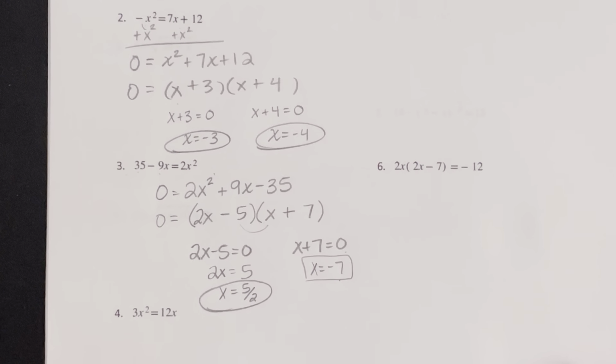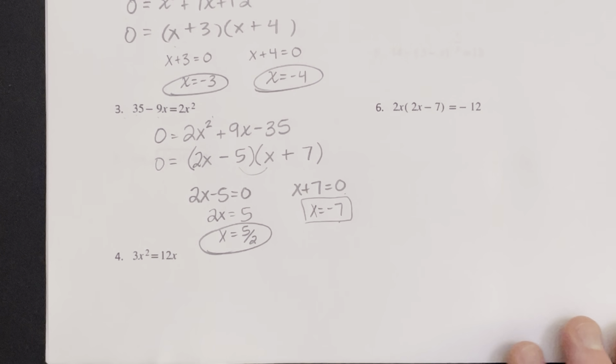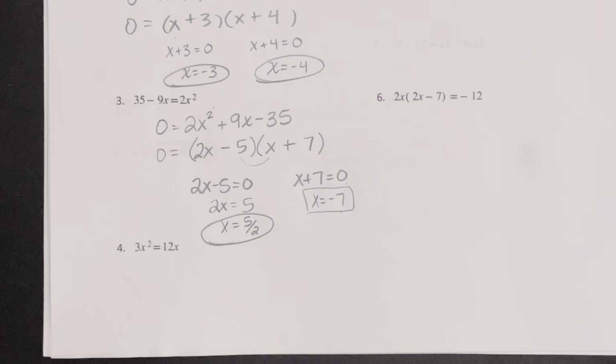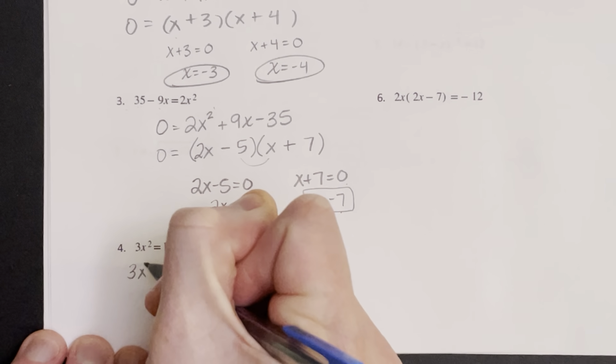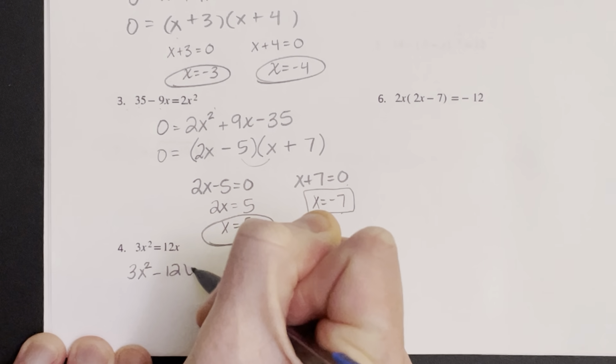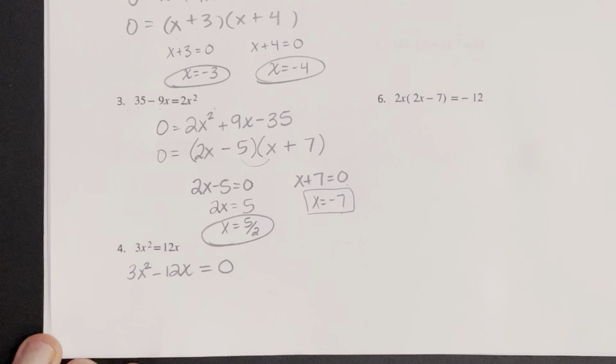All right, let's skip down to number 4. It looks a little different because we only have 2 parts to it, but we're still going to factor it using our factoring skills. I want to get it equal to 0 before I do anything though. So that makes this 3x squared minus 12x equals 0.